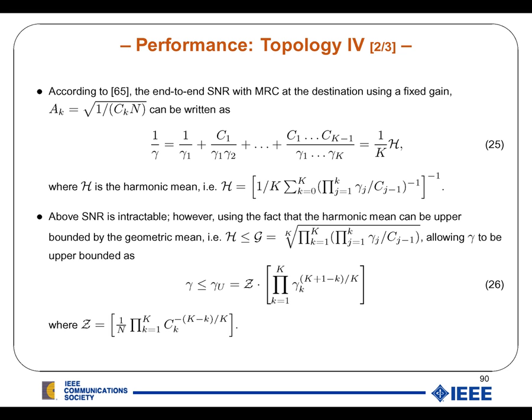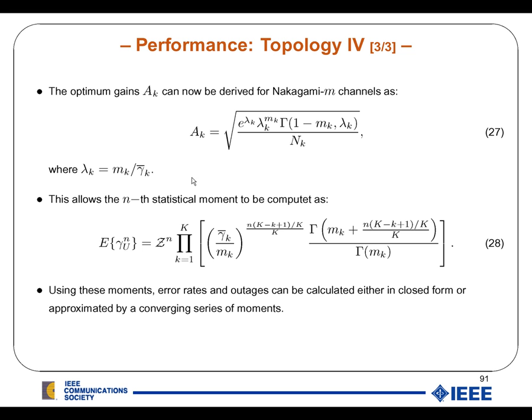So an interesting approach had been proposed that we upper bound the harmonic mean by the geometric mean, which is given right here. And in that case, you can actually express the end-to-end signal-to-noise ratio gamma in that form here. Now, with that expression in mind, which is a product term multiplied by a constant Z here, we can derive the optimum relay gain coefficients, for instance, for a Nakagami-m channel, which is given right here, which obeys a few power constraints and gives you optimum performance at the receiver.